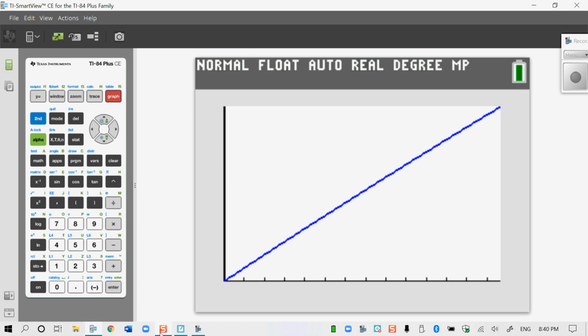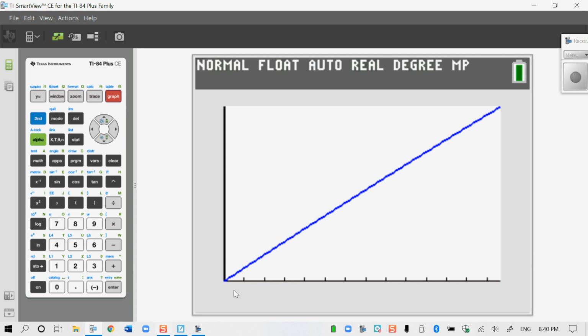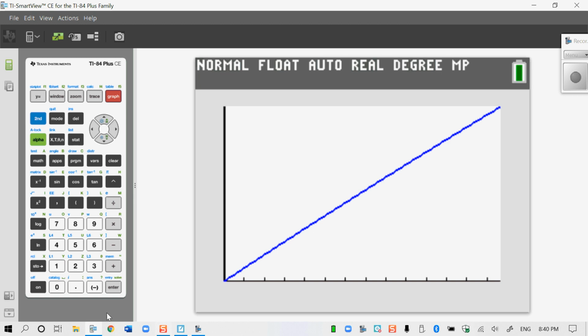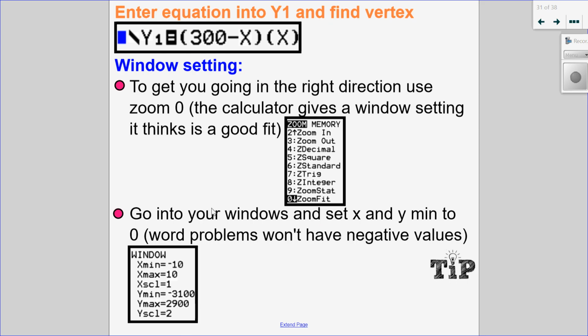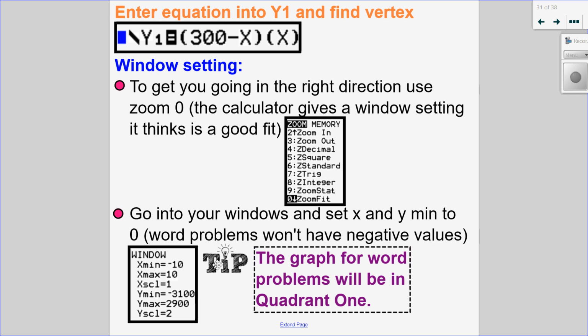So what I need to do at this point is make my X and my Y values bigger. So let's just go back here. For the window setting, I just did zoom 0, okay? And I went into my window and I set the minimum of X and the minimum of Y equal to 0. The reason is the graph for word problems will only be in quadrant 1, because X and Y both have to be positive.